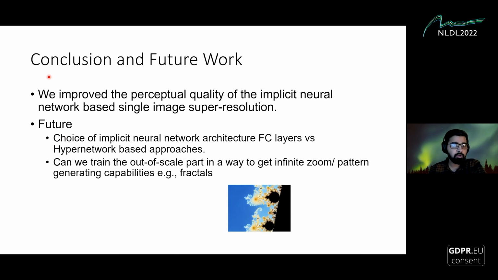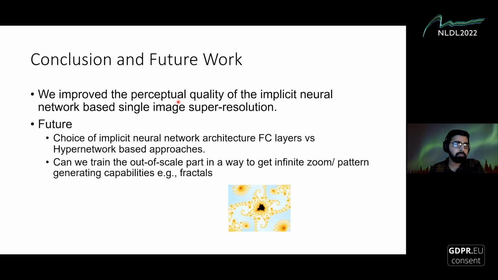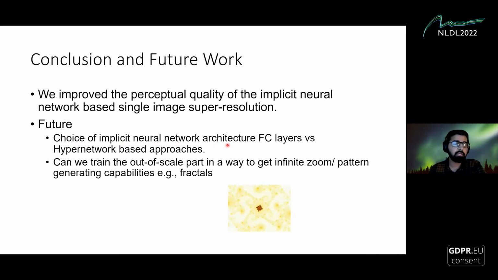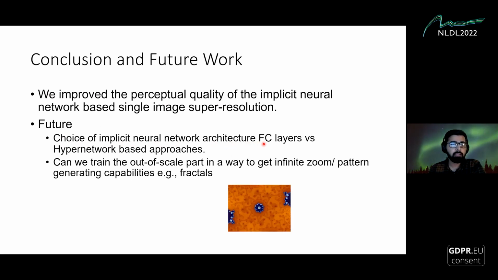Finally, we have some conclusion and future work. In this work, we have improved the perceptual quality of implicit neural network-based single image super resolution. There is ongoing research on the choice of implicit neural network architecture. This work and other works often rely on fully connected layers, but there are also methods that work on hypernetwork-based architectures, which would be interesting to check out.